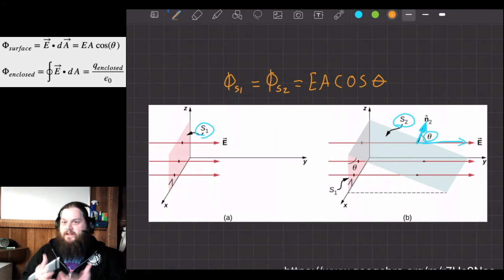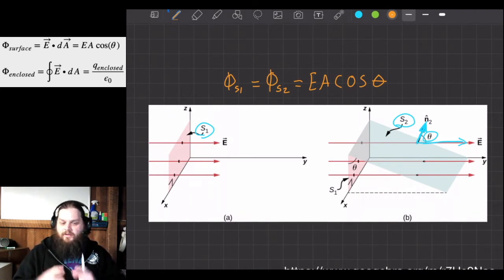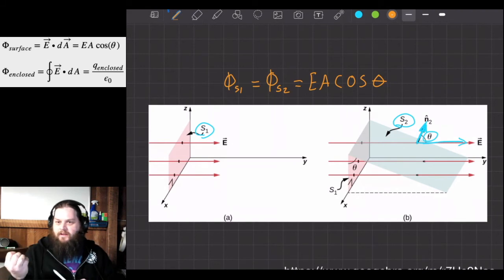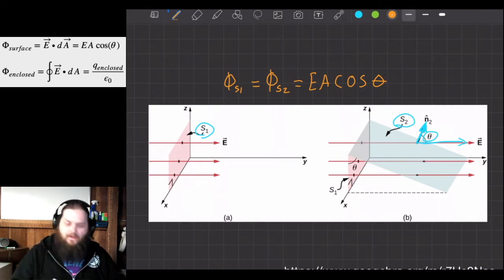Since it's a constant value, Q enclosed over epsilon naught is a really easy thing to use. We can surround any charge or group of charges with this Gaussian surface, and determine the flux of that. And based on the flux, we can then backtrack and find the electric field. So it's a useful way of knowing the enclosed charge to determine the electric field as well.